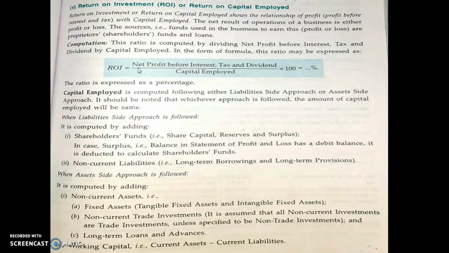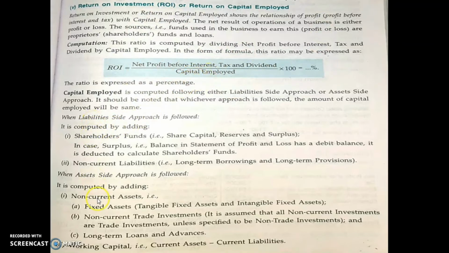If we go in depth with the formula of return on investment, we have already studied how to calculate net profit before interest, tax and dividend. Do you remember, children, in which formula we have studied this? Interest coverage ratio. So we know how to calculate net profit before interest, tax and dividend. We also know how to calculate capital employed. Do you remember in which formula we have studied this? Proprietary ratio. So almost the formula is the same. Let us have the review on capital employed calculation.